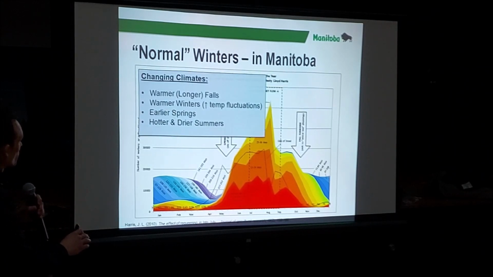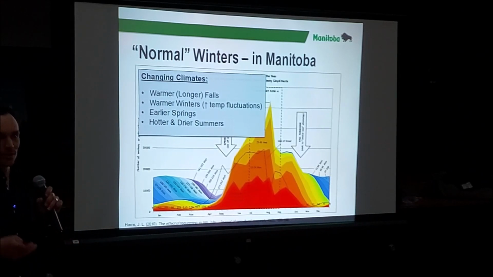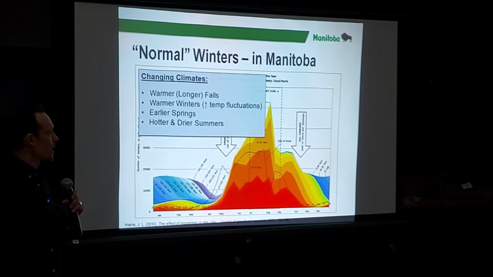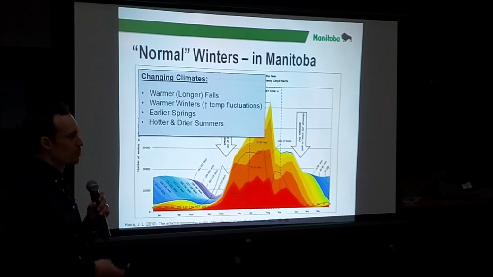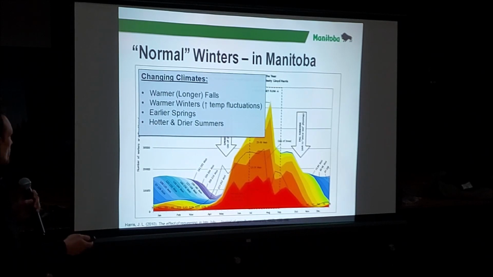With changing climate, obviously things are changing here, and we don't have to go into a climate change debate, but I think it's obvious that we're seeing these conditions happening more and more, where we have these later falls, earlier springs, and weird winters. In general, the predictions are that these things are going to be more common. We're going to have longer falls, warmer winters with weird temperature fluctuations, as well as earlier springs, and hotter and drier summers.